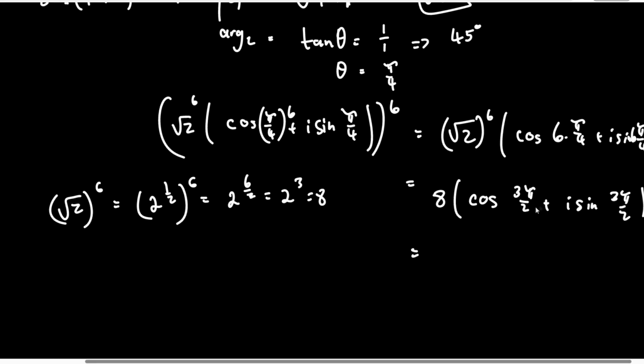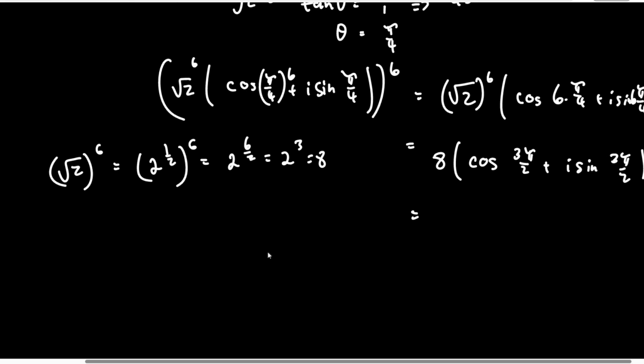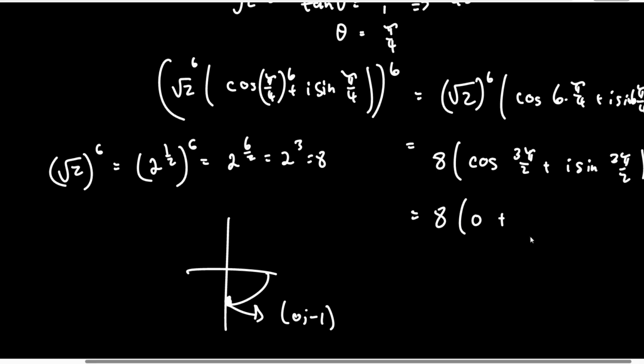And we know that is 270 degrees. Again, my cosine will be 0 at 270, as we discussed a little bit earlier, and sine is minus 1 at 270. So that's going to be 8 times 0 minus I. So my final answer is minus 8i.